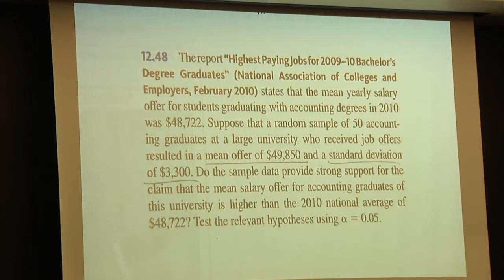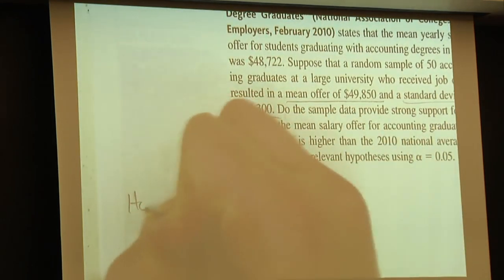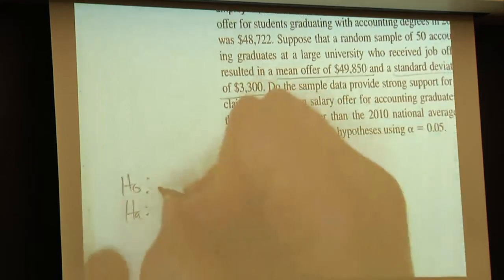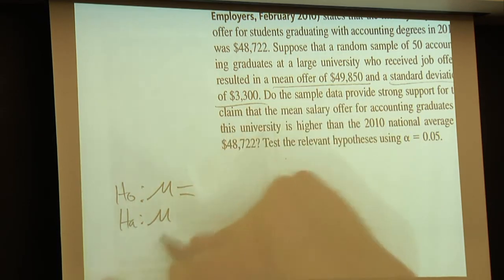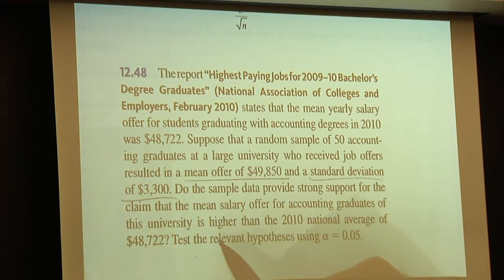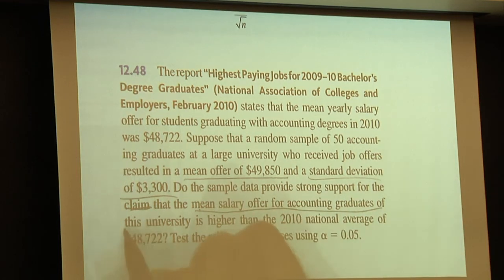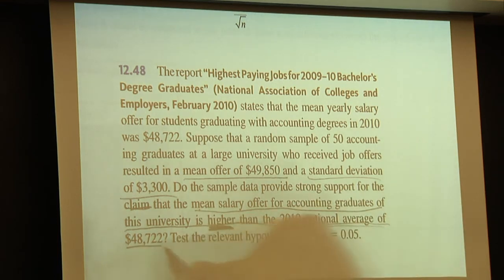We'll all survive. And then what's the first step of our hypothesis test? What do we have to do first? H0 and HA. Awesome. So we're going to do H0 and HA here, just like usual. We're working with, in this case, what do they tell us? We're working with a mean or a proportion? Mean. Very nice and obvious. So mean indicated by mu. These will both be mu, right? And then H0, we know mu is always going to equal something. And in HA, we got to see what the heck they were asking for. So they want to know, do the sample data provide strong support for the claim? Here's our claim, right? That the mean salary offer for accounting grads of this university is higher than the 2010 national average of 48,722.